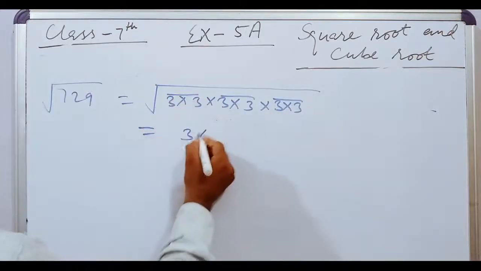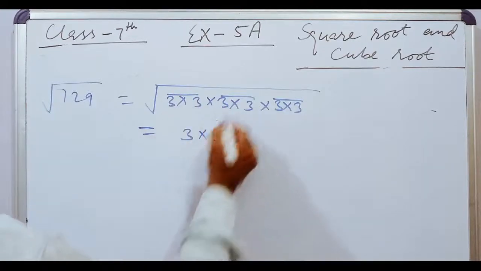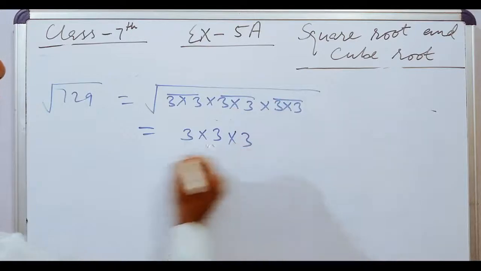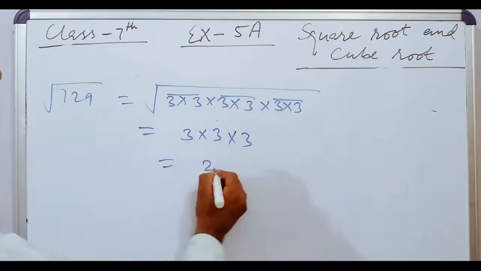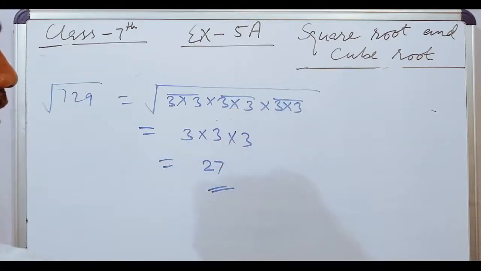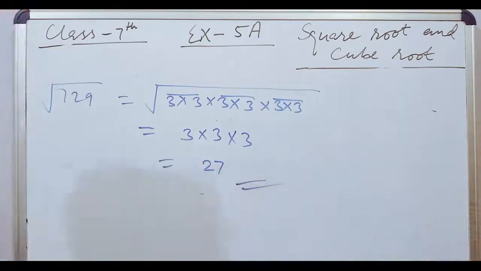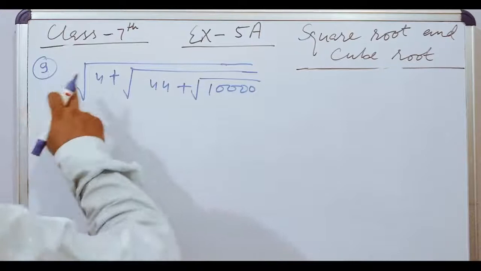From the pair of 3s we take out 3, from this pair we take out 3, from this pair we take out 3. 3 threes are 9, 27. Now the square root of the number obtained is 27. This is the answer. Now the additional question number 9.